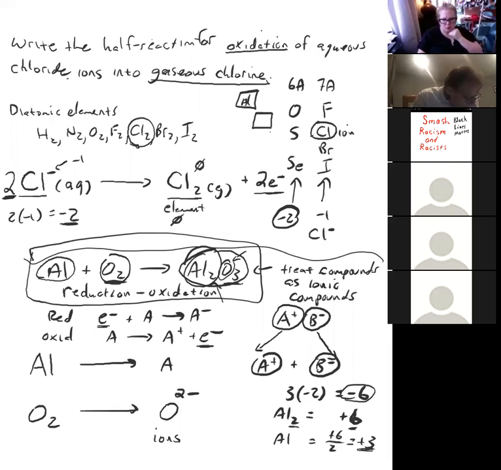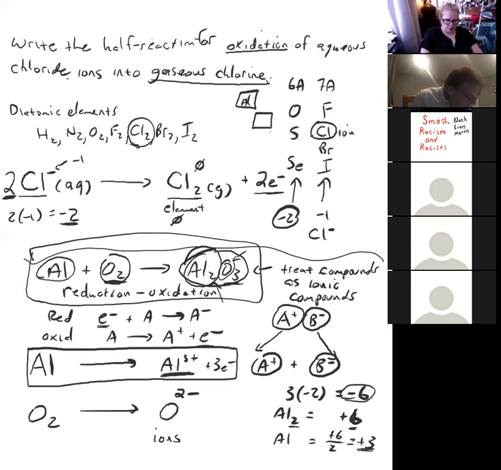+3. Okay. Now what you do is you say, okay, which side's more positive? This one's more positive, so we add the electrons to that side. There's no charge on the aluminum on the reactant side, but there's a charge of +3 on the product, so we add 3 electrons. And remember, oxidation is where the electrons are on the product side.